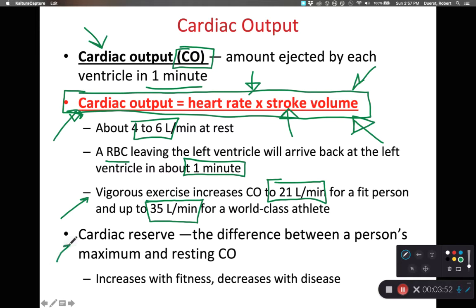Our cardiac reserve is defined as the difference between our resting cardiac output and maximum cardiac output. So those world-class athletes that can pump out 35 liters per minute when they're trying hard, but only 4 to 6 liters per minute when they're resting, would have a cardiac reserve of about 30 liters per minute. So you can increase your cardiac reserve by exercising more and avoiding preventable diseases.